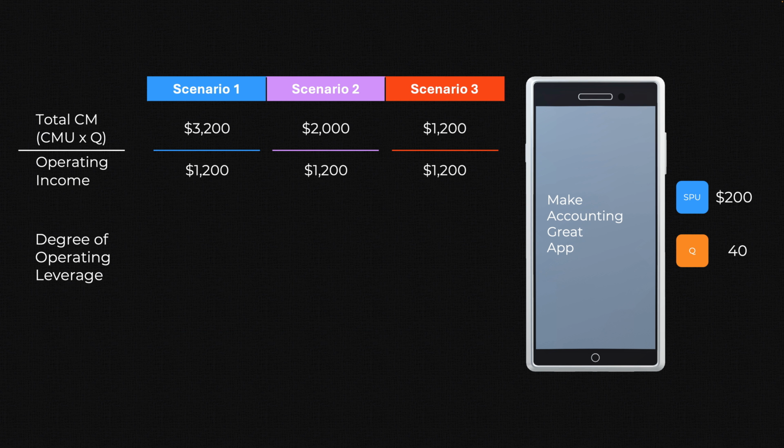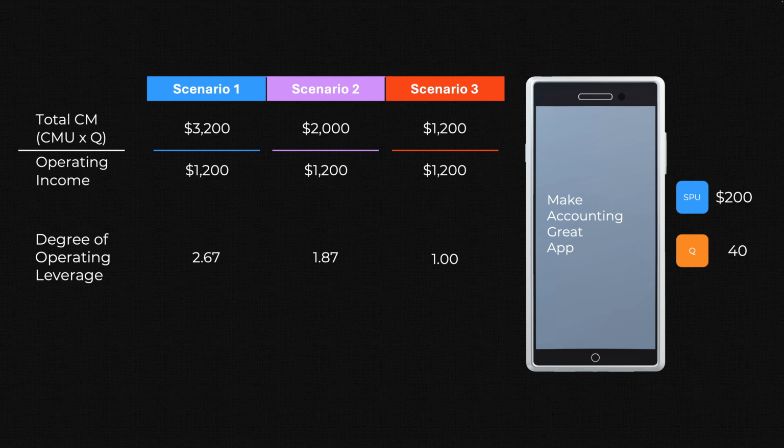For scenario 1, $3,200 divided by 1,200 gives us a degree of operating leverage of 2.67. Scenario 2, 2,000 divided by 1,200 gives us a degree of operating leverage of 1.87. Scenario 3, 1,200 divided by 1,200 gives us a degree of operating leverage of 1. And sure enough, scenario 1 is the most risky. Scenario 3 is the least risky.